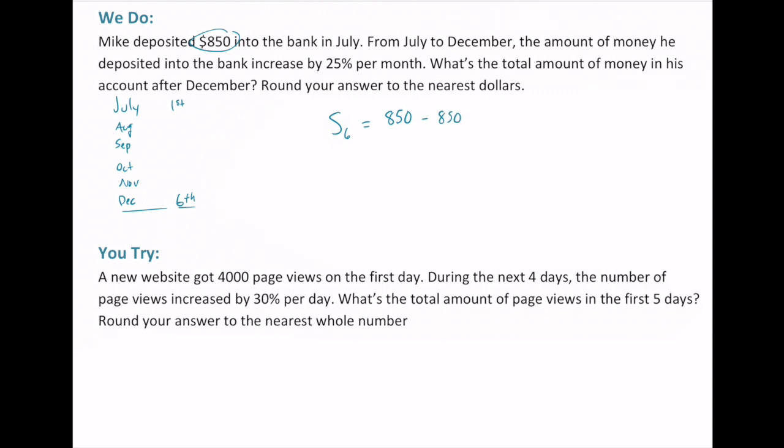And then our common ratio. If I took that $850 and multiplied it by 100%, the next month I would still have $850. But we are trying to increase the amount of money by 25%. So if we call that 125%, it's going to increase the amount of money I have. We can turn that into a decimal. So every time we're going to be multiplying by 1.25. So that's my common ratio, 1.25. And we raise that to the nth power. N is 6 here. And we want to divide it by 1 minus the ratio.